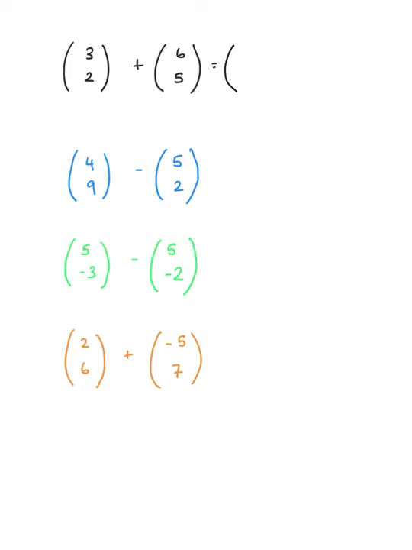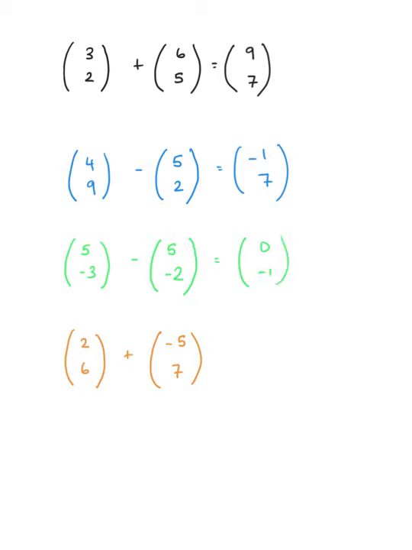And then, as with multiplying vectors with the scalar, adding and subtracting vectors works probably as you'd expect it to. I'm going to add along the top and then add along the bottom. So 6 add 3 is 9, and 2 add 5 is 7. 4 minus 5 is minus 1. 9 minus 2 is 7. 5 minus 5 is 0. Minus 3 minus 2 is minus 1.